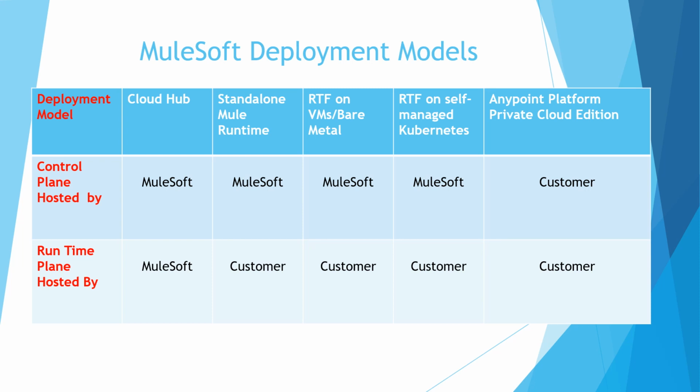Then comes the runtime fabric on VMs or bare metals. Here, the control plane is hosted by MuleSoft and the runtime plane is hosted by the customer. Then comes the runtime fabric on self-managed Kubernetes, where the control plane is hosted by MuleSoft and the runtime plane is hosted by the customer. Last but not the least, we have the Anypoint Platform Private Cloud Edition, in which both the control plane as well as the runtime plane are hosted by the customer. That's pretty much about the MuleSoft deployment models.